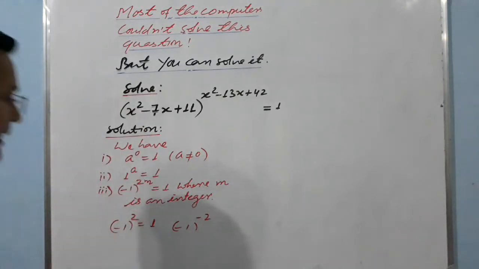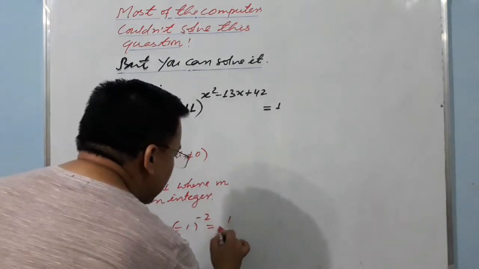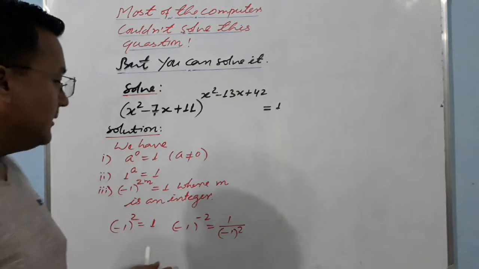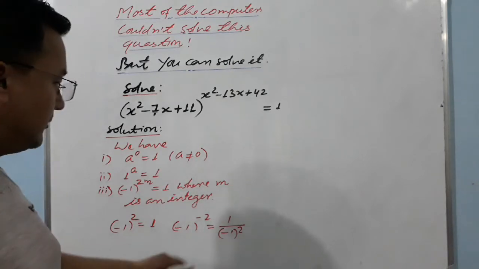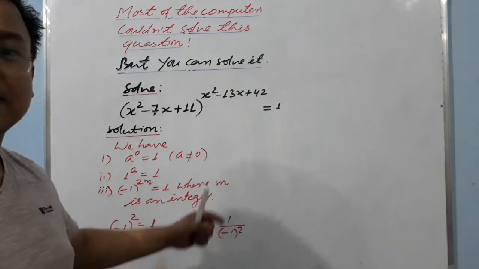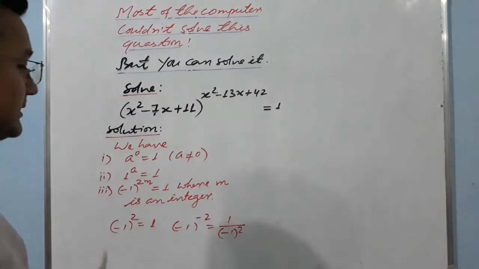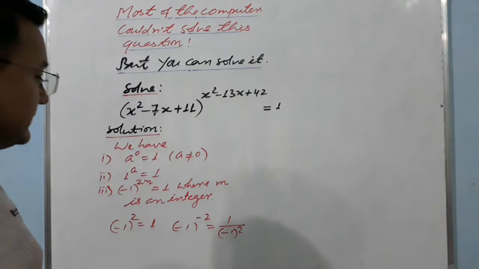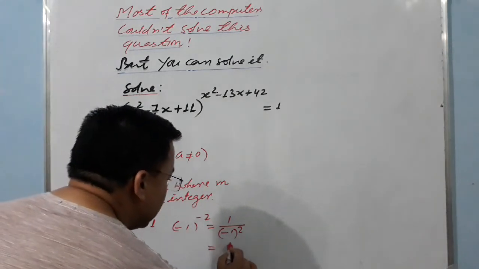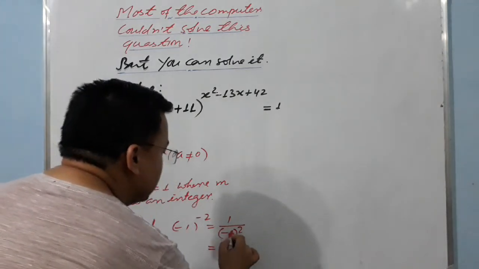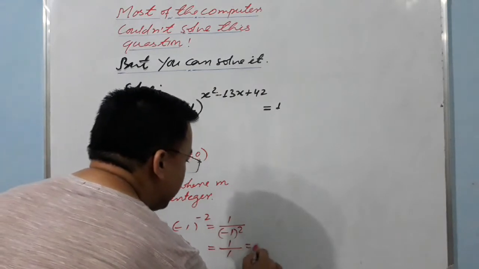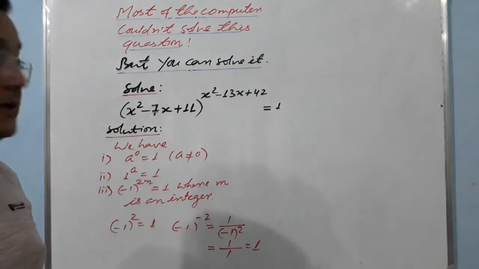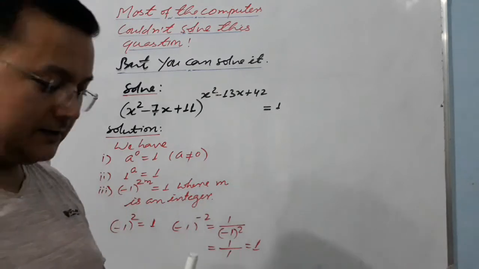We can write 1 upon minus 1 raised to the power 2, as you have already studied in lower classes. Even in class 6 or 7 you can understand this, because at that class most students study laws of indices. Here 1 upon minus 1 raised to the power 2 is equal to 1, and finally you get 1. These are the three conditions in which we get 1 on the right hand side.